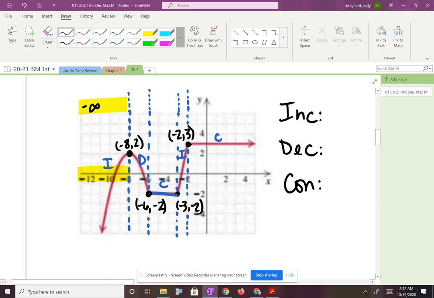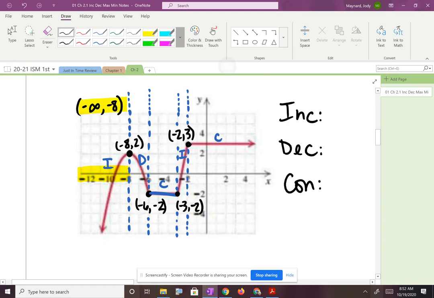Where does this increasing interval stop right here? At, what's that x value? You wrote it down. Negative 8, good. So that's where it stops. So negative infinity, comma, negative 8. Again, are we going to include that negative 8? No, because this point right here is a change point. You are neither increasing nor decreasing. Never include infinity, and negative 8 is not going to be included that way.